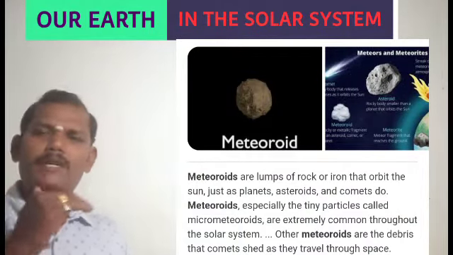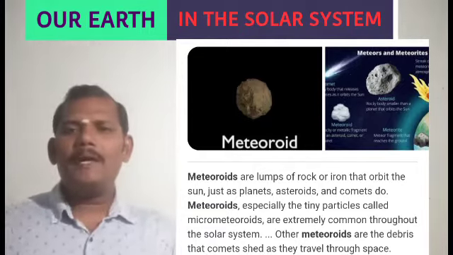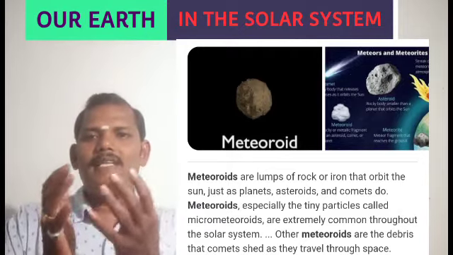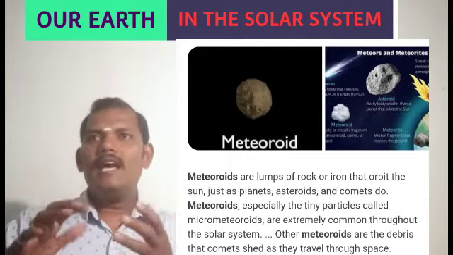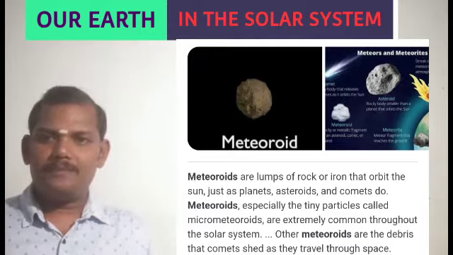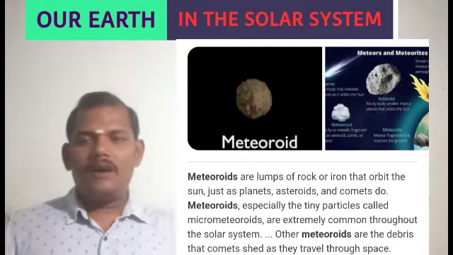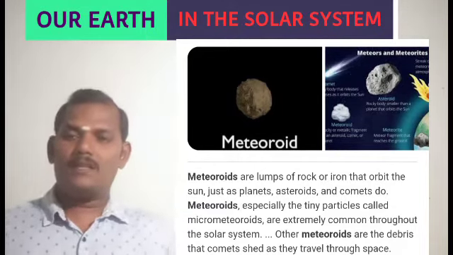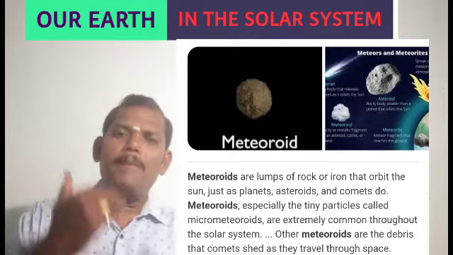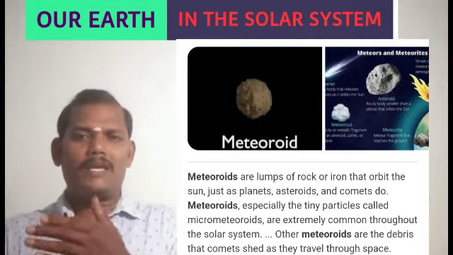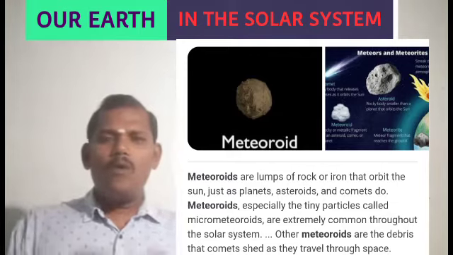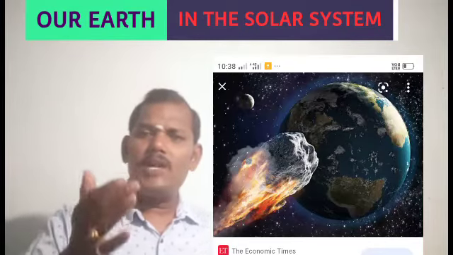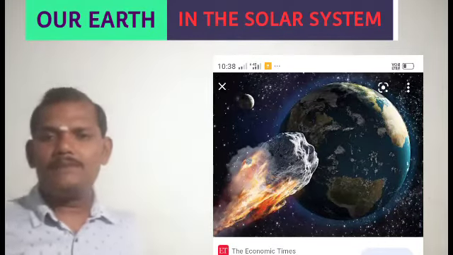Meteoroids. What are meteoroids? Meteoroids are formed of rock and some metallic objects. They were also formed around the origin of the planets. They also move around the sun, but comparatively, they are small rocky bodies. What is the importance of the meteoroids in the solar system?